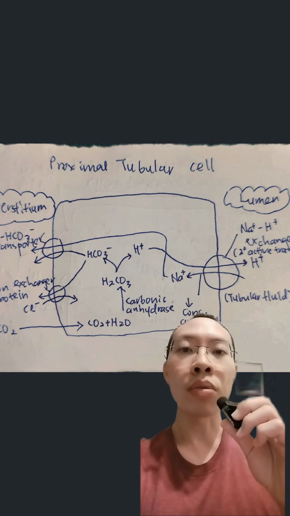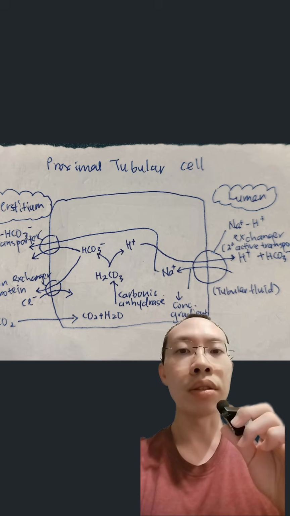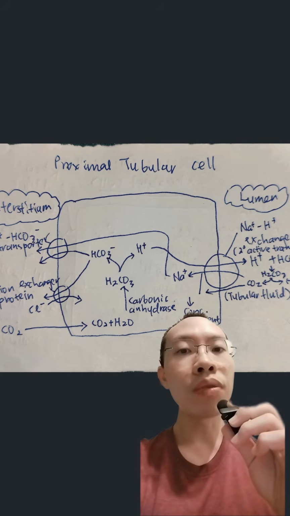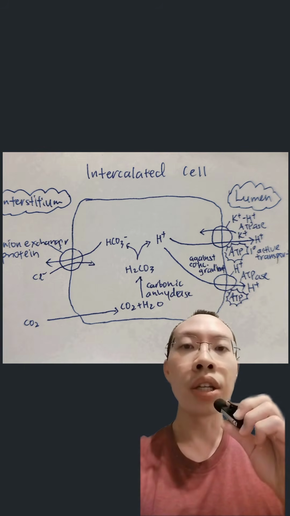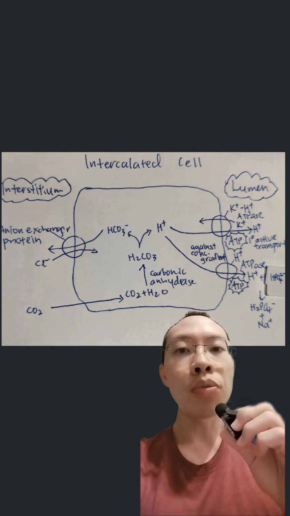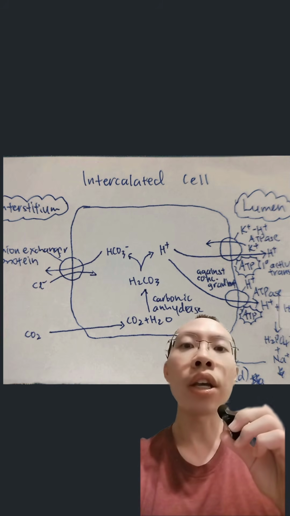In the lumen of the proximal convoluted tubule, secreted hydrogen ion reacts with filtered bicarbonate ion, producing carbonic acid, which dissociates to produce water and carbon dioxide. Carbon dioxide diffuses into the proximal tubular cell. In the lumen of the collecting duct, secreted hydrogen ion reacts with phosphate, producing H2PO4-, which reacts with the sodium ion to be eliminated in the form of NaH2PO4.